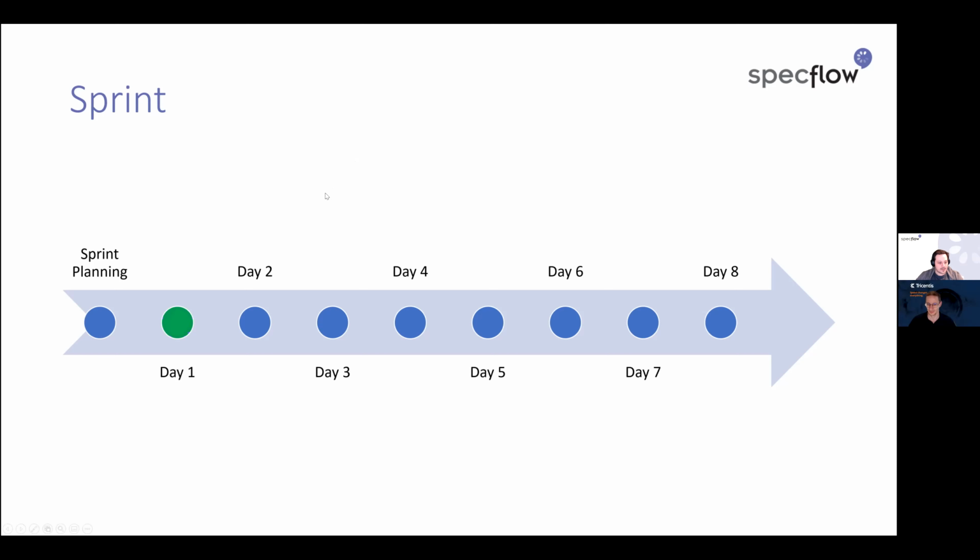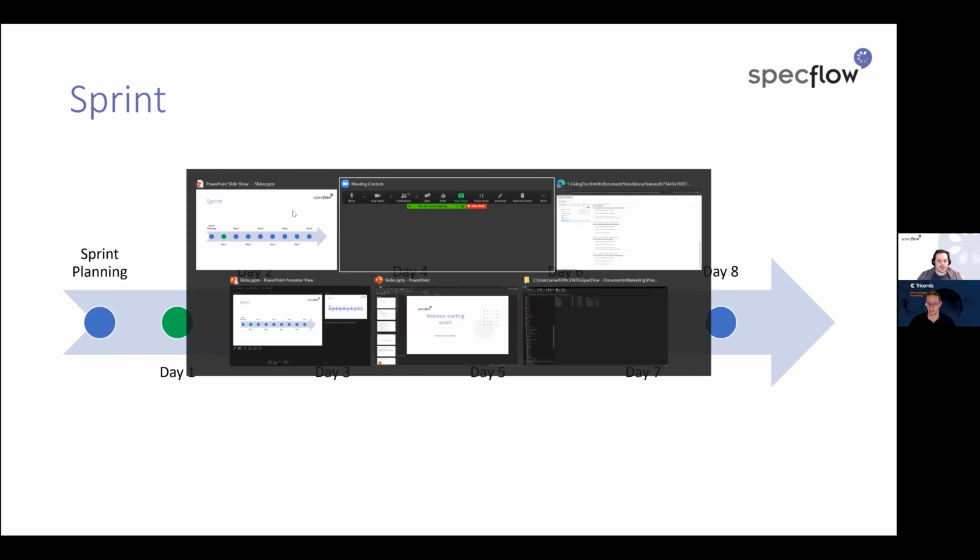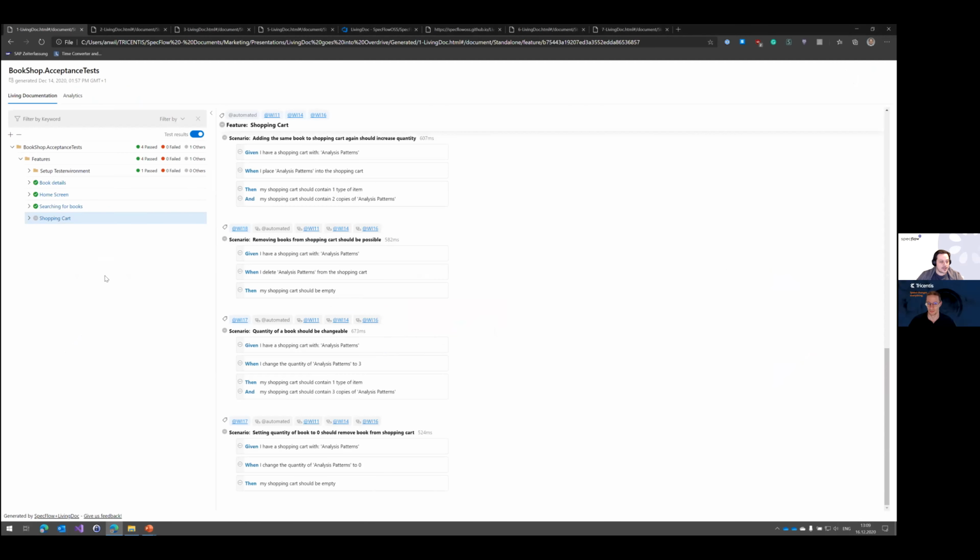Next day, we are on day one. Shortly before the daily stand-up or during the stand-up, I usually have a look at the LivingDoc, and what I see is this here. This is SpecFlow+ LivingDoc from the generator. I see, okay, my bookshop acceptance tests. I have on the left side my tree with all my feature files and folders like I have it in Visual Studio. And on the right side, I have my scenarios.